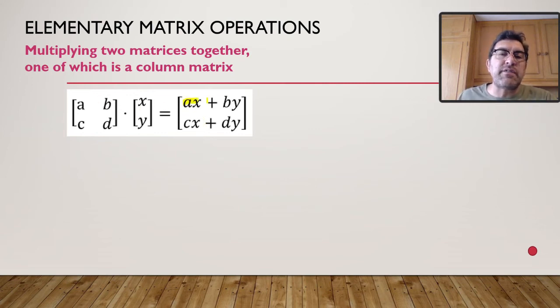So how do I get the first entry? Well, let's first see 2 by 2 there. 2 by 1 is a 2 by 1. 2 rows, 1 column. So it's a multiplied by x plus b multiplied by y gives me the first entry. Then c multiplied by x plus d multiplied by y gives me the second entry in that matrix. Okay, so that's 2 by 2, 2 by 1. The result is a 2 by 1 matrix. So another column matrix to think about.